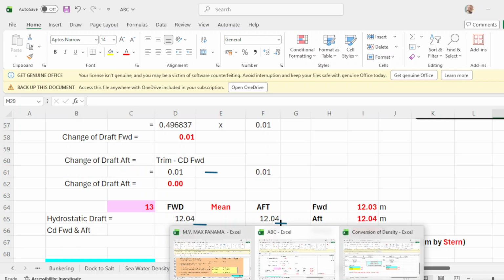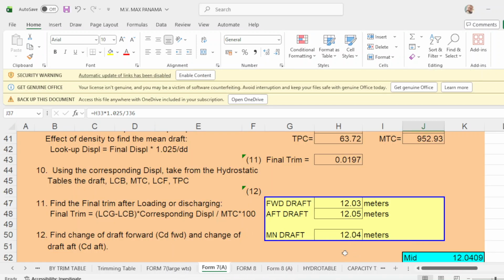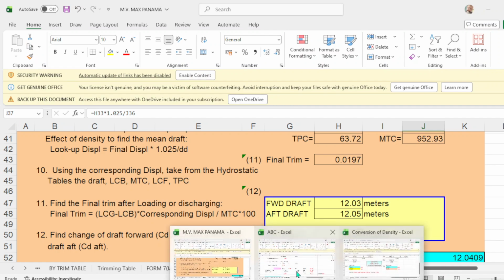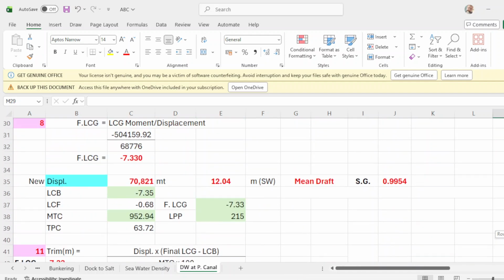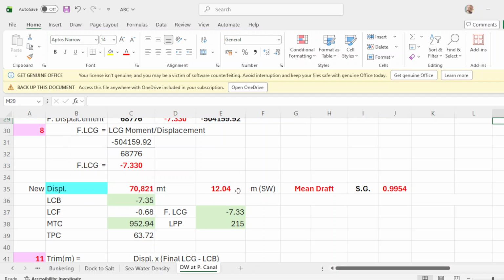And your mean draft says 12.04 here, and the manual says 12.035 or 12.04. Okay?